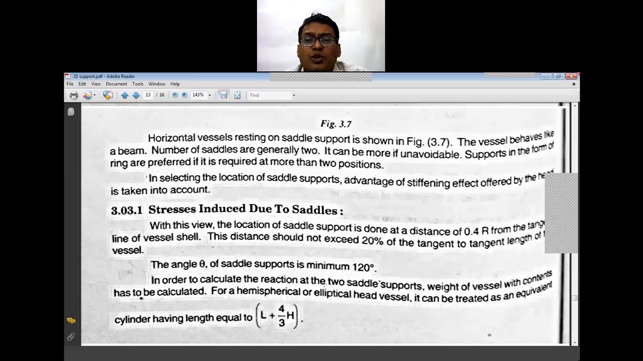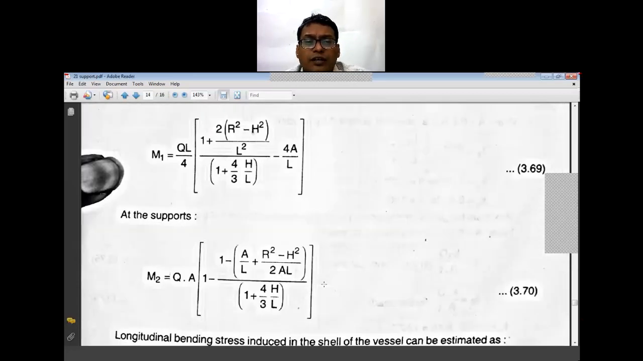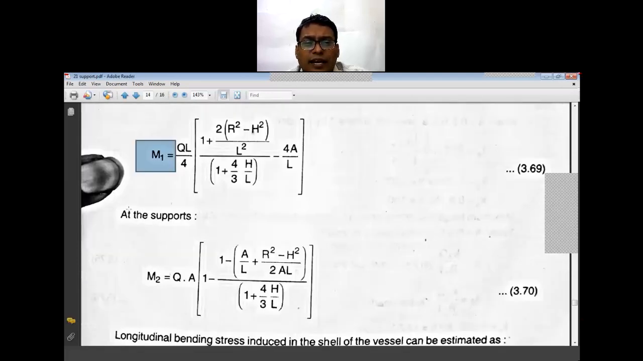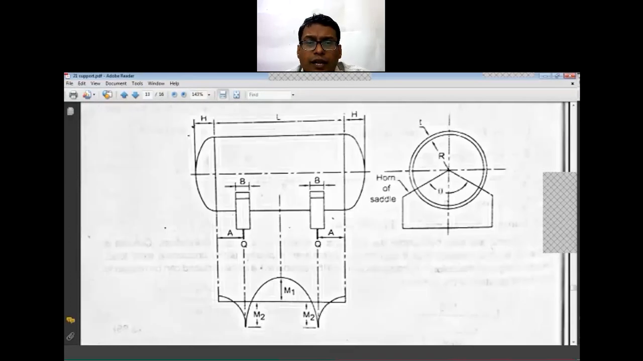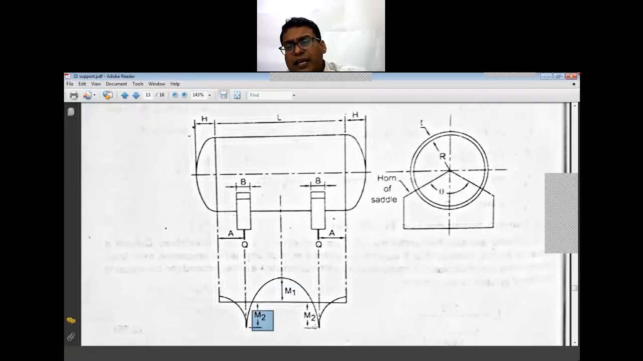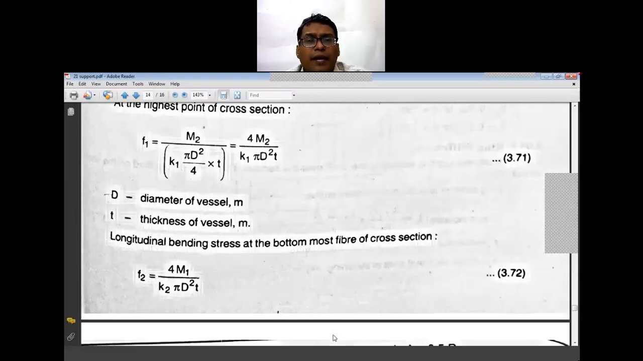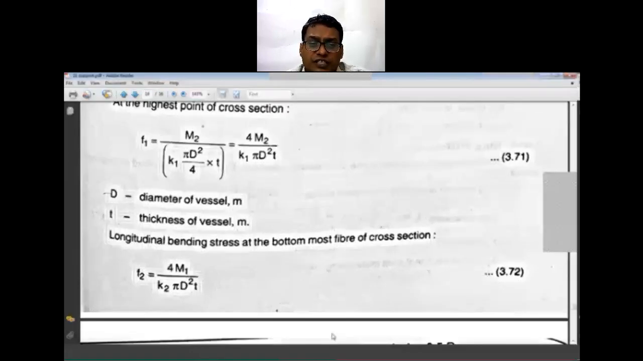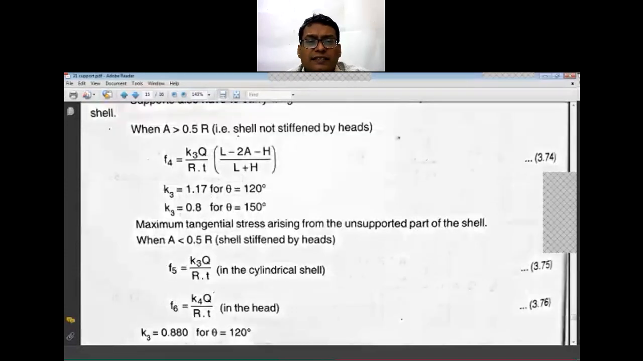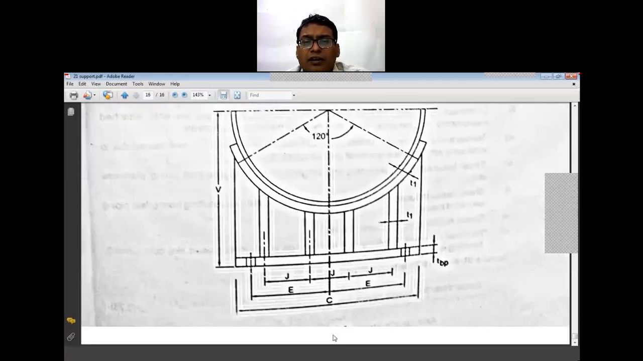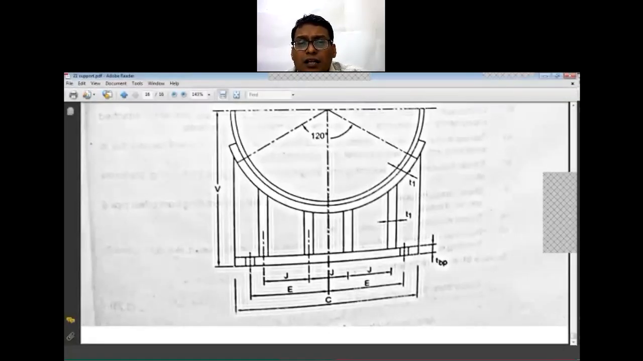The stresses induced due to the saddle have to be calculated, that is, the bending moment calculated at the center and at the two supports. From that bending moment calculation, you calculate the stresses. After calculation of the stresses, you ultimately calculate the thickness of the base plate. And in this case, this is again the attachment that will be provided.